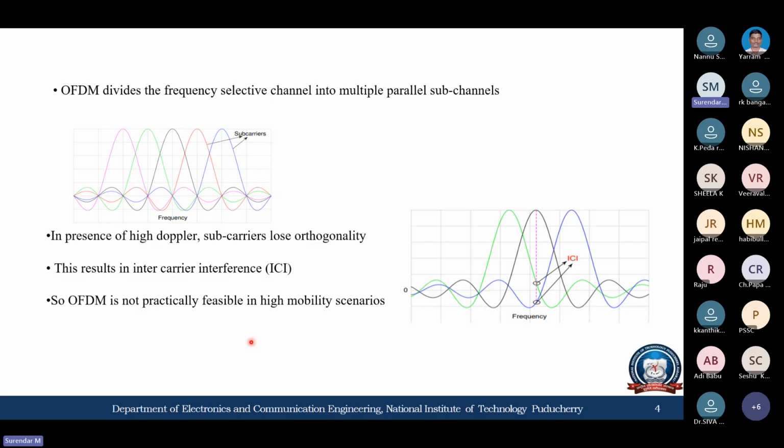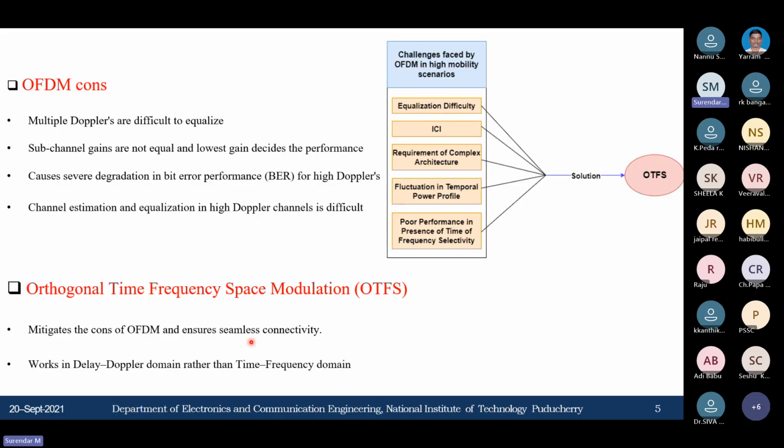So OFDM is not practically a feasible solution for high mobility scenarios. That means the channel keeps varying very dynamically, and we cannot keep estimating the channel at each and every time instant at very short time intervals. So that's why we are moving to a technology called OTFS. Of course, we are very much aware of the pros and cons of OFDM. Some of the cons of OFDM are that it is difficult to equalize the signal with the Doppler effect, and channel estimation and equalization is very difficult for highly time varying channels.